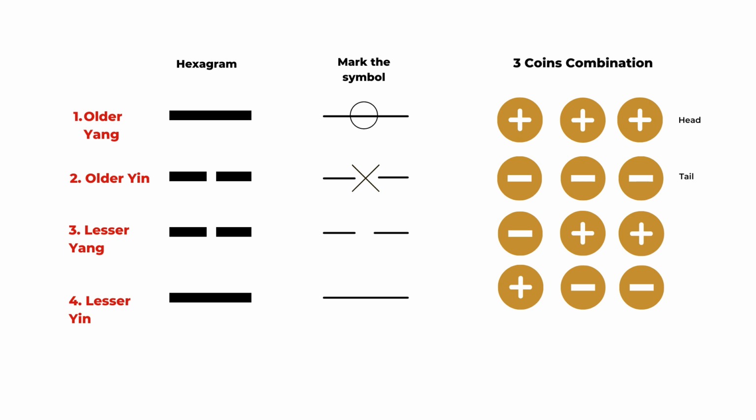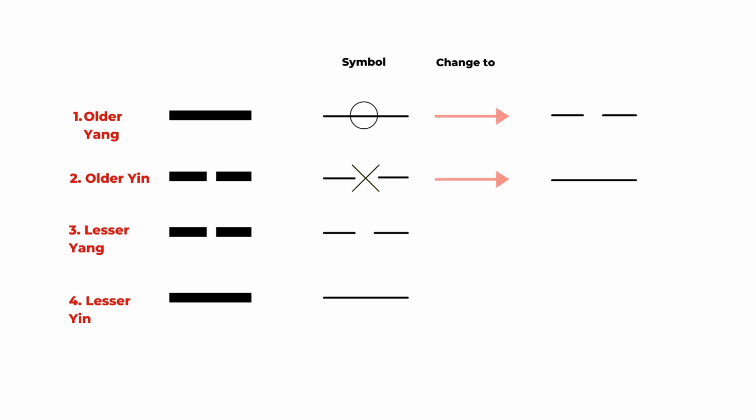So only the first 2, the older yang and the older yin, have a special mark, and that means those are changing lines. When there's too much yang, it will change to yin. So the older yang will change into the broken line, and the older yin will change to a solid line.